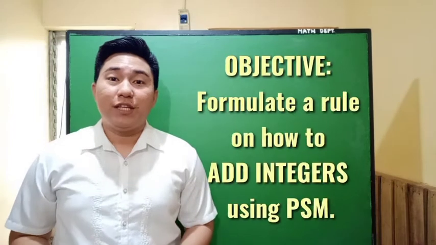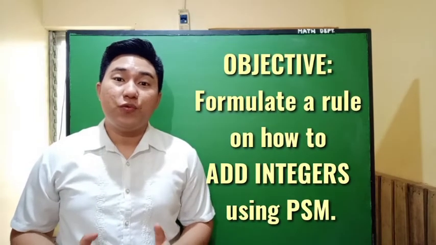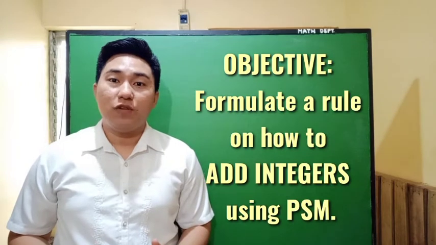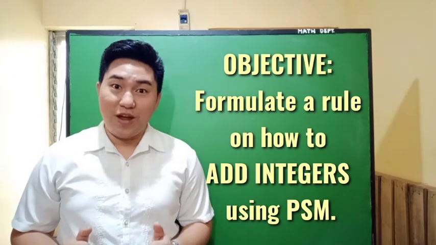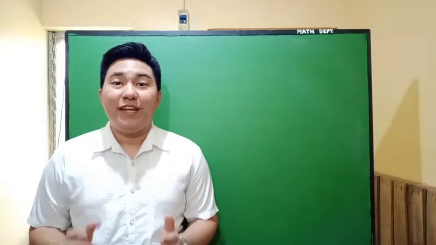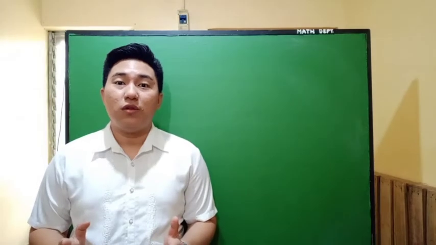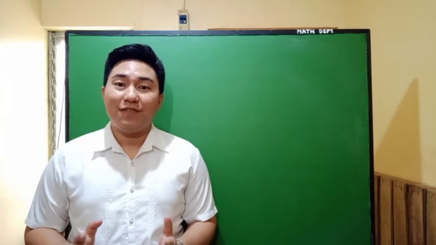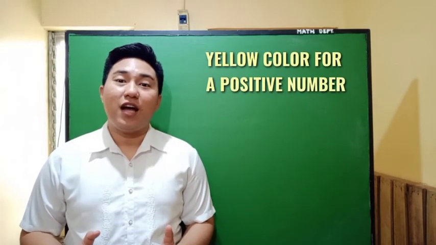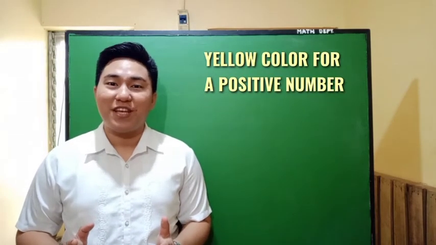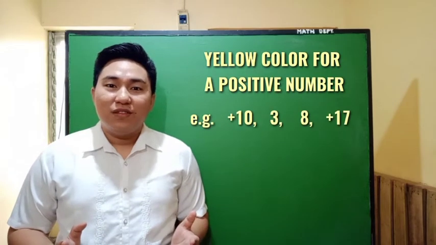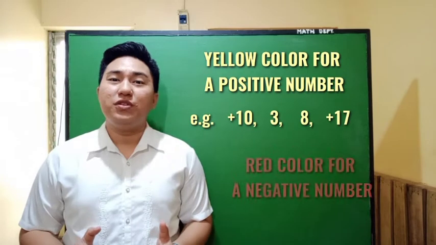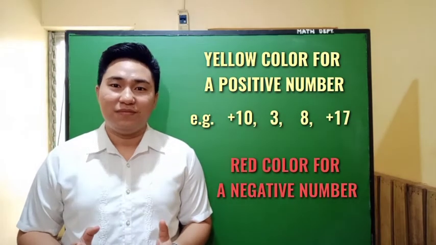The main objective of this lesson is to formulate a rule on how to add integers using one of the maps of the problem-solving maps methodology. Are you ready? Let's start. In here, we will be using two colors to represent a number. For a positive number or positive integer, we will be using a yellow colored number. Example. For a negative number or negative integer, we will be using a red colored number. Example.